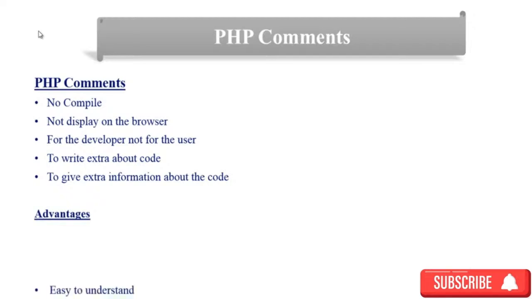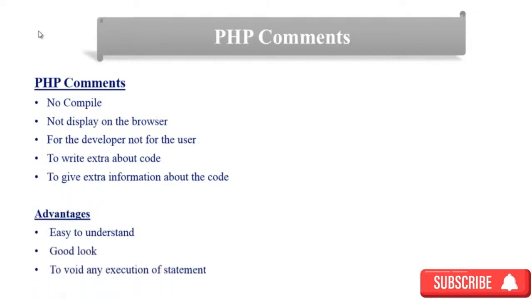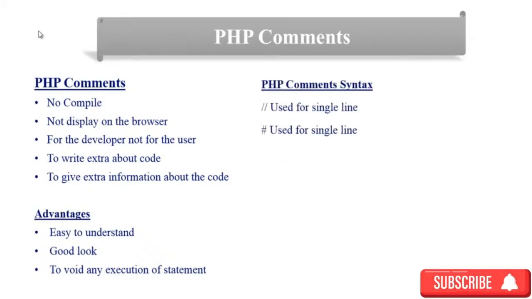So the advantages of comments: first of all, it is easy to understand. Easy to understand means when you put in comments, another developer who sees your code will find it easy to understand. Second, to avoid execution of a statement. If you want some statement not to be executed, then you put that statement in the comment section. So, PHP comment syntax: first of all, a double slash is used for a single line comment, and also a hash symbol is used for a single line comment.